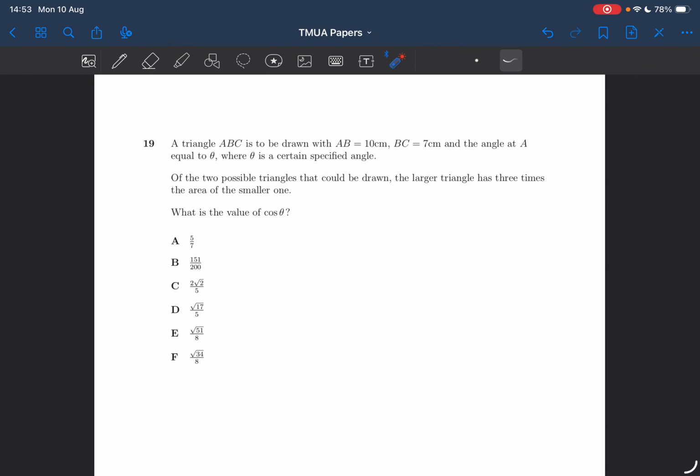19 then. Triangle ABC is to be drawn with AB is 10, BC is 7, and the angle equal to theta. And notice that as angle A, it's not the one in between the two sides here. Of the two possible triangles that could be drawn, the large triangle has 3 times the area of the smaller one. What's the value of cos? Okay, well, let's get our 10 along here, and our angle can go up there somewhere. So we've got this sort of idea.